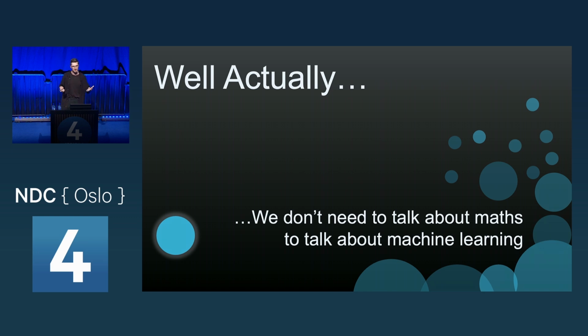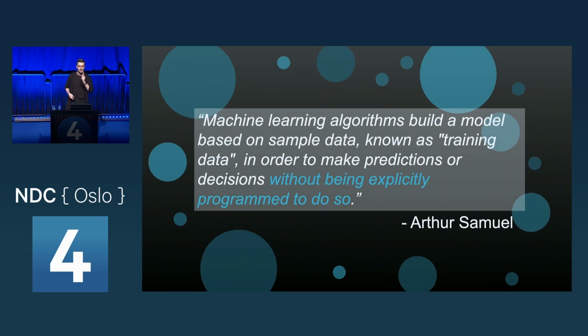But if we're not going to talk about maths, then what are we going to talk about? Well, if you looked up the definition of machine learning in a little site I called Wikipedia, you would see this following definition. Machine learning algorithms build a model based on sample data, known as training data, in order to make predictions or decisions without being explicitly programmed to do so.